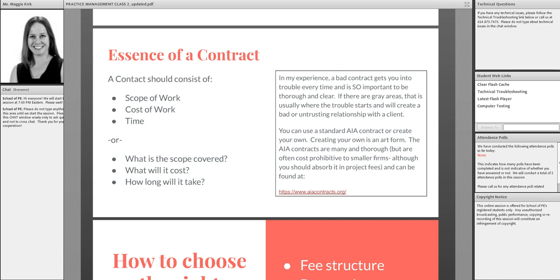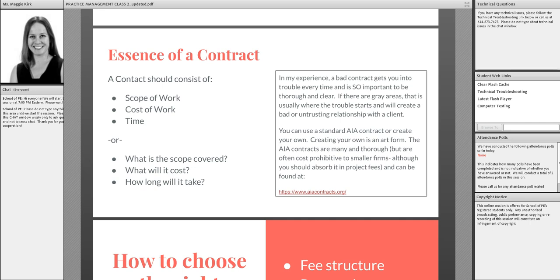But in any type of contract, no matter what, even if it's outside of architecture, a contract should consist of the scope of work, the cost of work, and the time. Those three items are referred to as the essence of a contract. This is, again, one of those questions that you'll most likely see on the exam, because they want to make sure that you understand that the essence of the contract is really about scope, cost, and time.